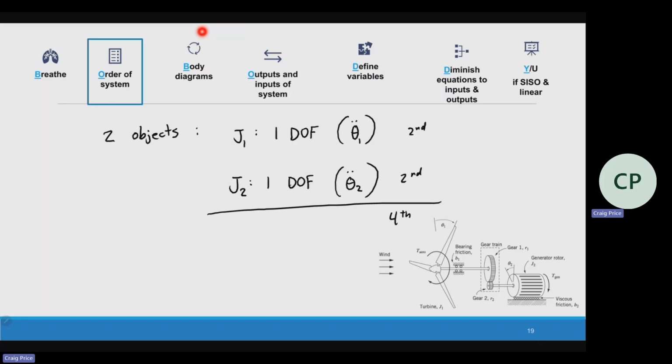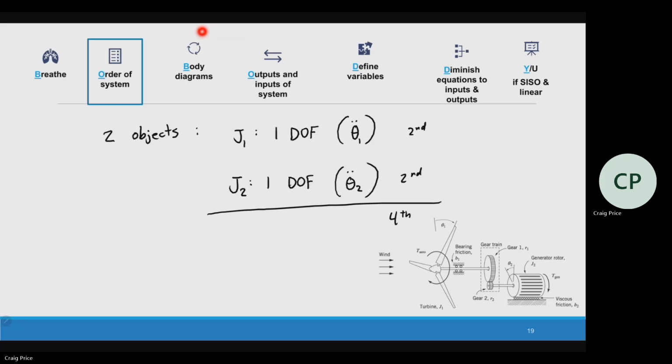Now, if I move theta 1, does that affect theta 2? Like if I move J1, is J2 going to move? Are they dependent on each other? They are. So this might change down the road. We may be able to combine some of the things going on. But we'll get there when we get there. For right now, I've got two objects, each 1 degree of freedom, second order.